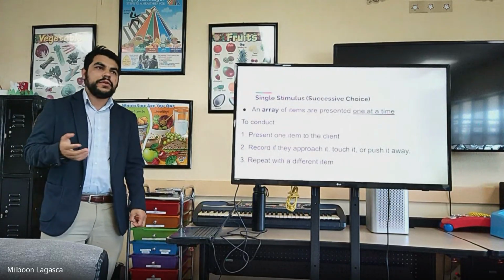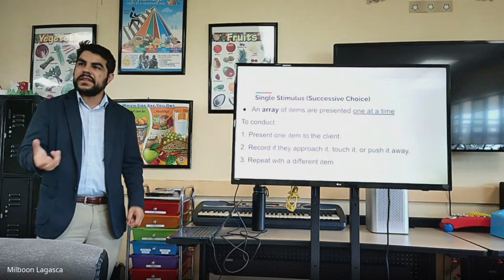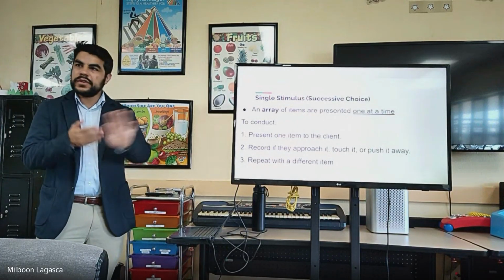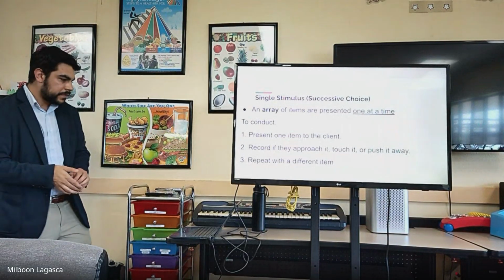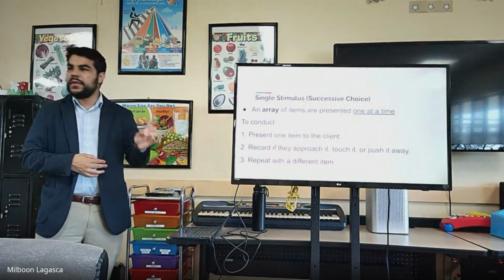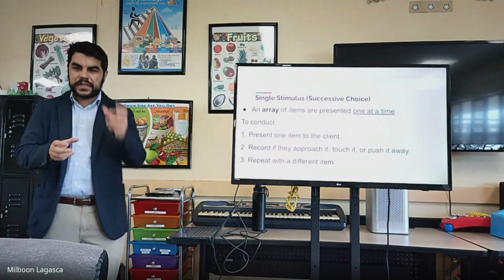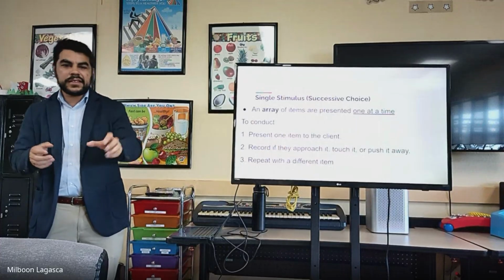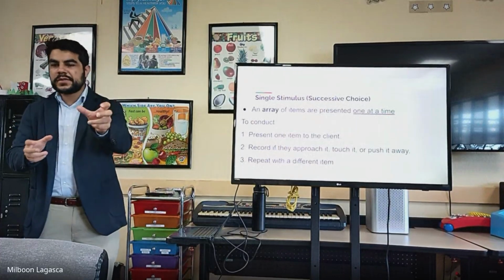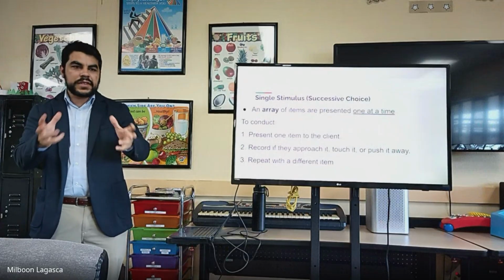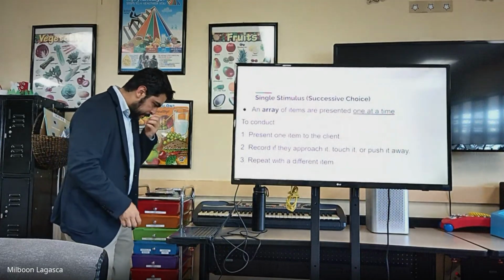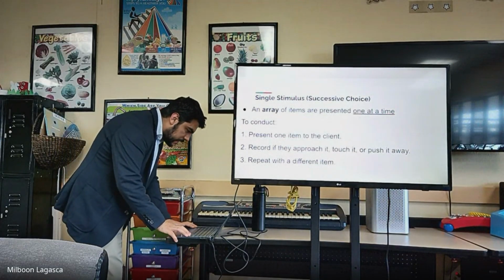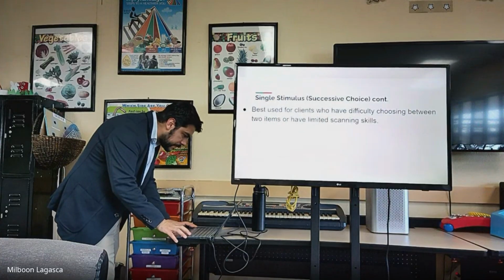And you simply record if they accept it and they start interacting with it, or if they push it, or they don't respond to it. And this is really just doing it one at a time. So you do one, and Johnny doesn't like that, so then we'll go on to the next one. Oh, they seem to like that one a little bit, and so on and so forth. Rinse and repeat until you've gone through all the items.